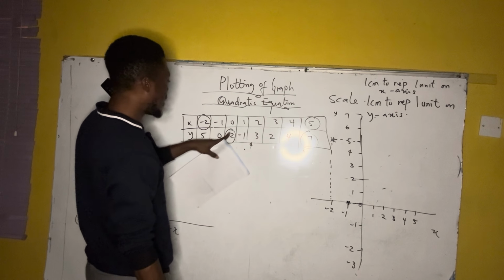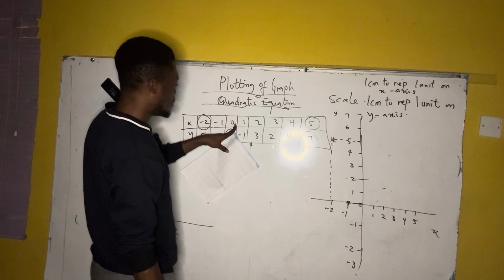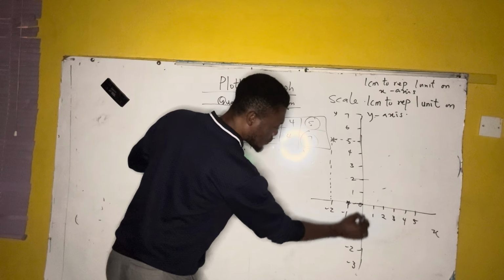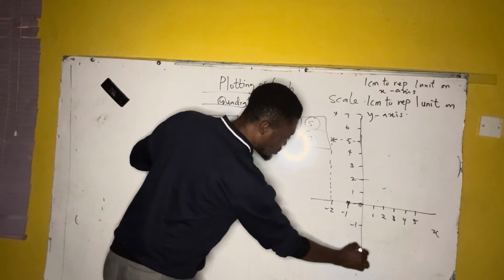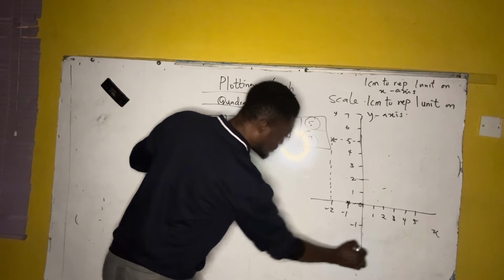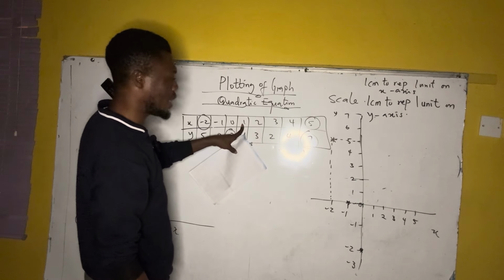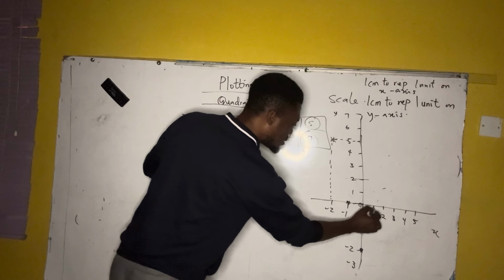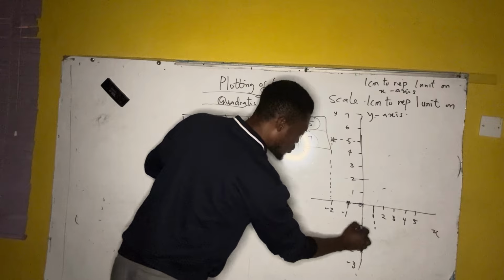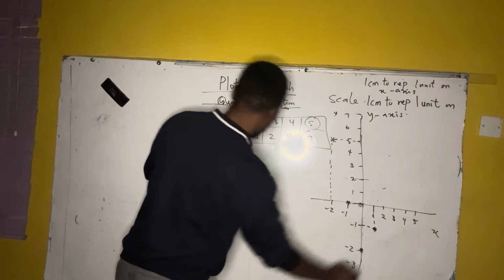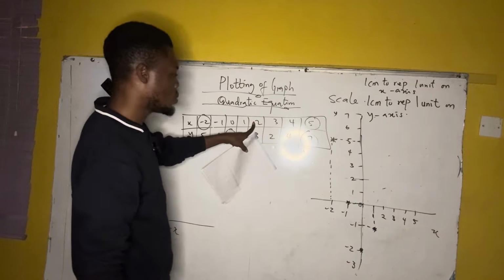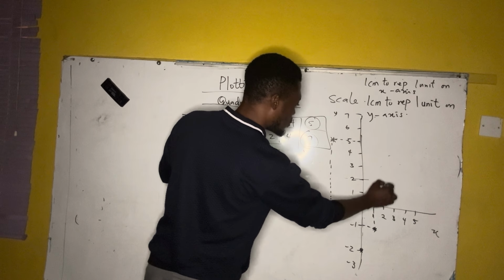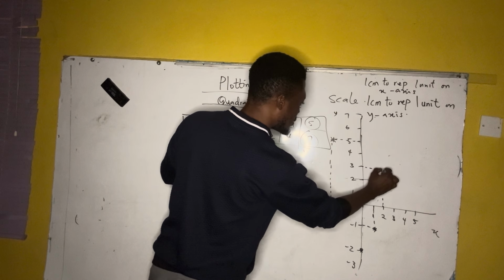Okay. When x is 0, y is -2. When x is 0, y is -2 here. Concentrate it down and here. When x is 1, y is -1. When x is 1, y is -1 here. When x is 2, y is 3.